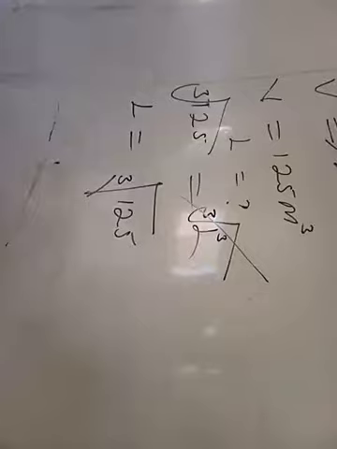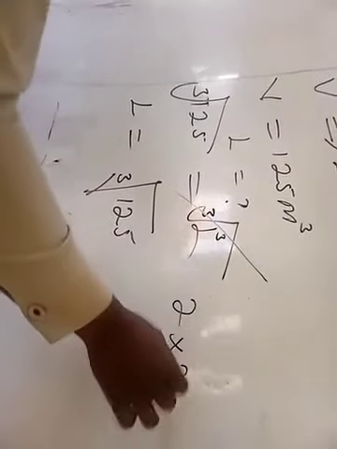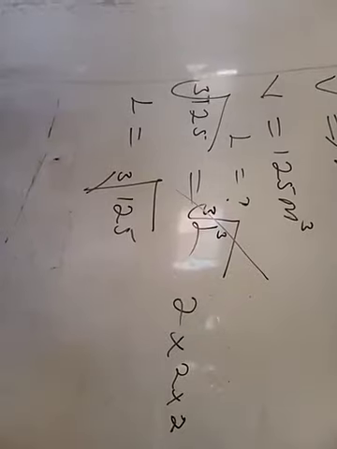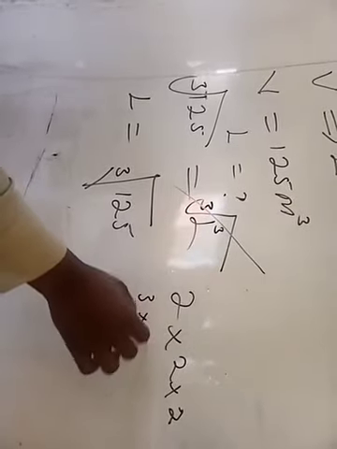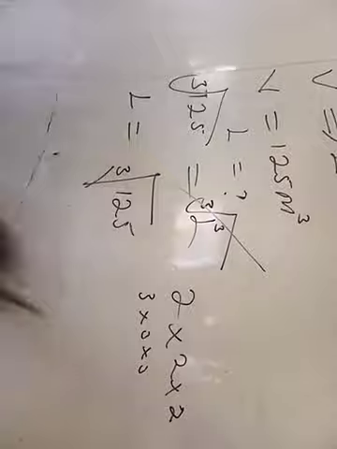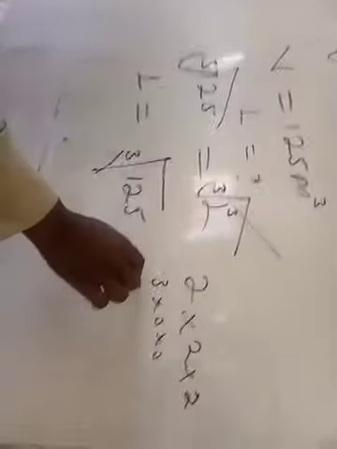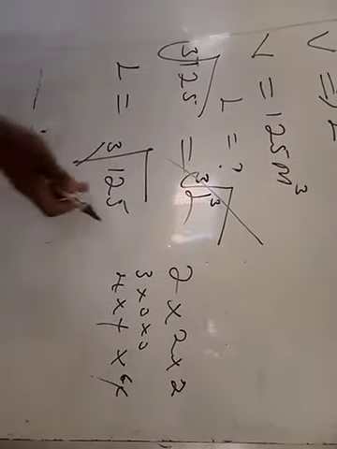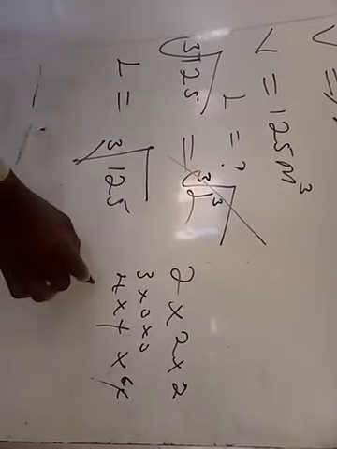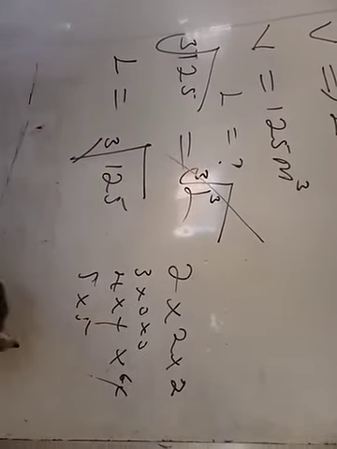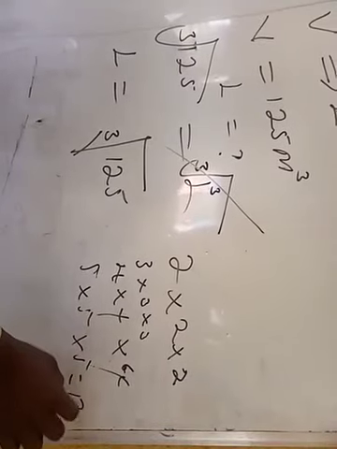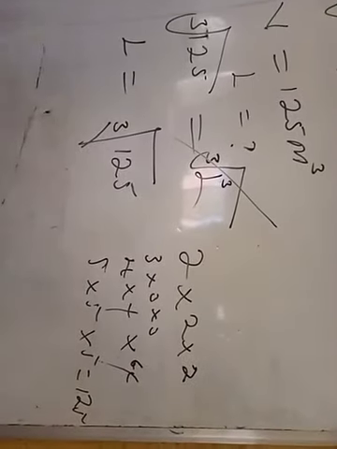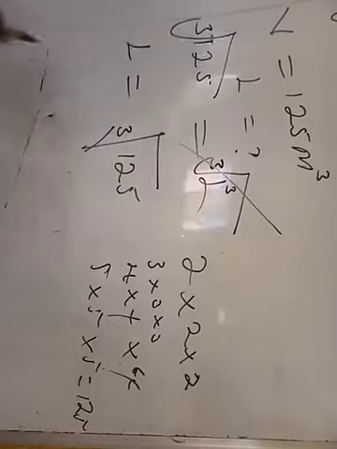It's very simple. Let's try 2. 2 times 2 times 2 is 8. Then 3 times 3 times 3 is 27. Now let's try 4. 4 times 4 is 16, times 4 is 64, which is not compatible. Let's try 5. 5 times 5 is 25, times 5 is 125. Therefore, the cube root of 125 is 5.